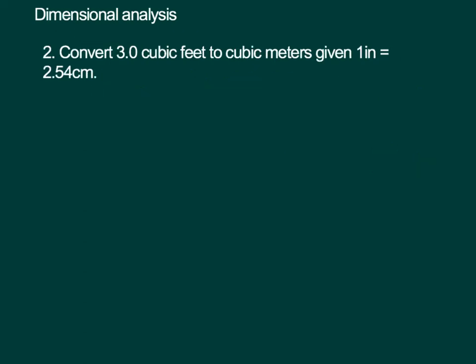Our next problem is a little bit trickier here. We have to look at a problem where we have to convert 3 cubic feet to cubic meters, given that 1 inch is equal to 2.54 centimeters again. So this is not that much more difficult, but what we do need to consider now is the fact that we're in cubic feet, so 3.0 feet cubed. We want to go to cubic meters, so the first thing I'm going to go is from feet to inches.